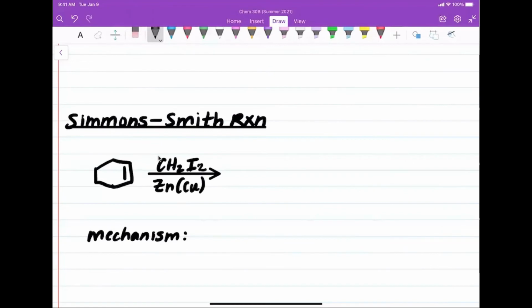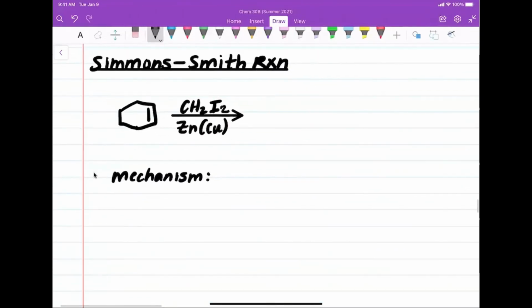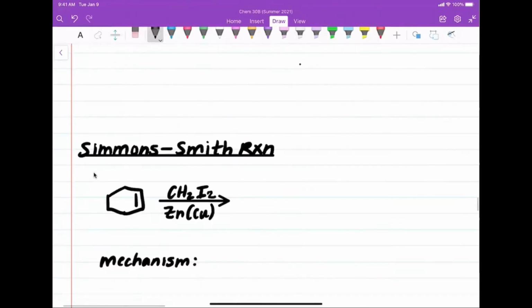So with these ones, we're using CH2I2, which is diiodomethane or methylene iodide. And we're going to react that with a zinc-copper alloy. And what that's going to do is form a structure that reacts very similarly to a carbene, but is not an actual carbene structure. Okay, so let's take a look at this one. So the first step for this, we're going to do something, oops.